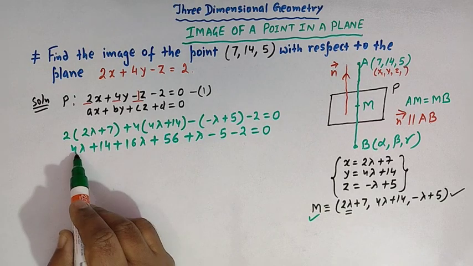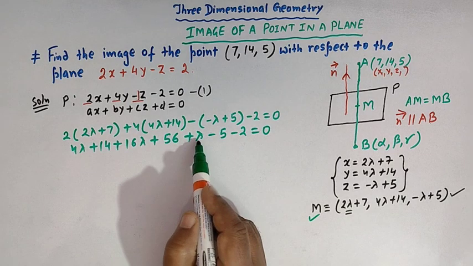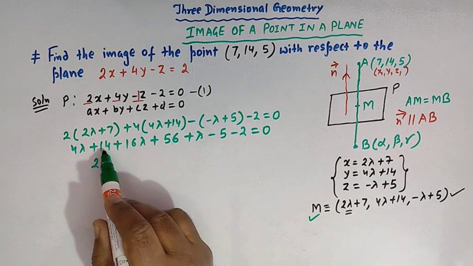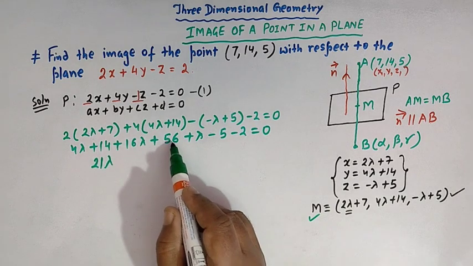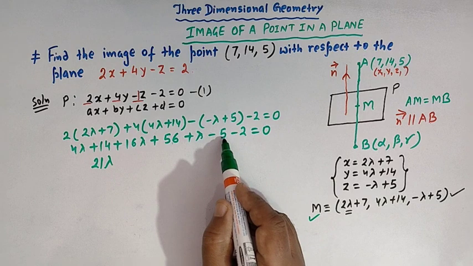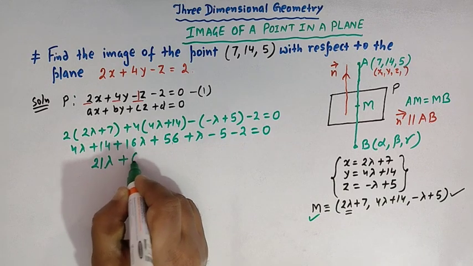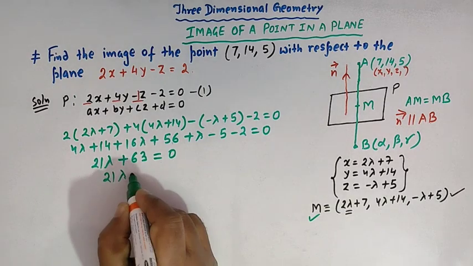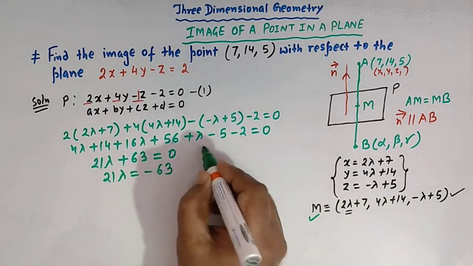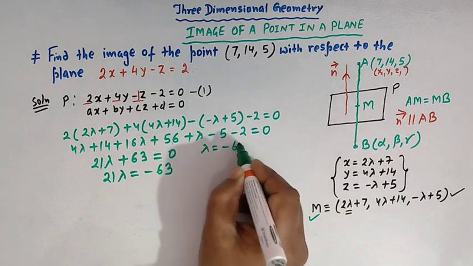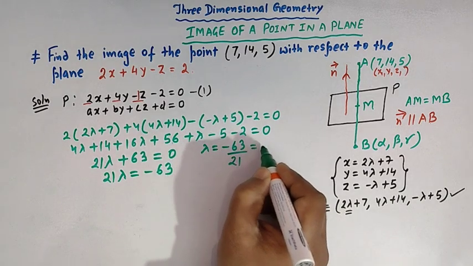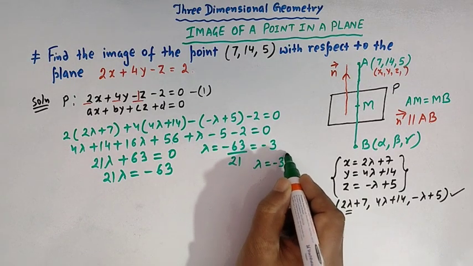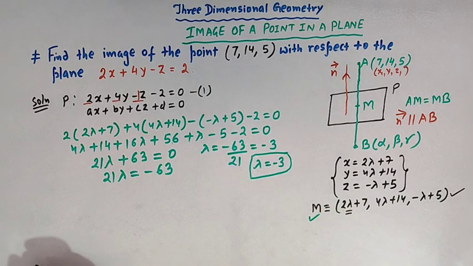So this is 16 plus 4, 20, plus lambda, that is 21 lambda, and here 56 plus 14 is 70, and 70 minus 7 is 63, right? And here we have 21 lambda is equal to minus 63. So lambda is minus 63 over 21, that is minus 3, right? So the value of lambda is minus 3, right?